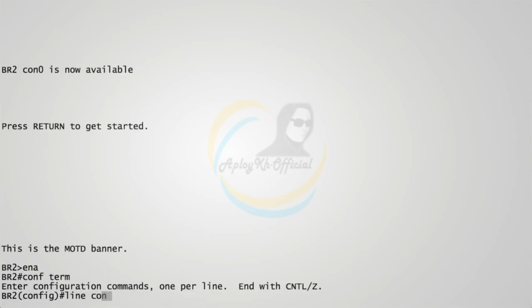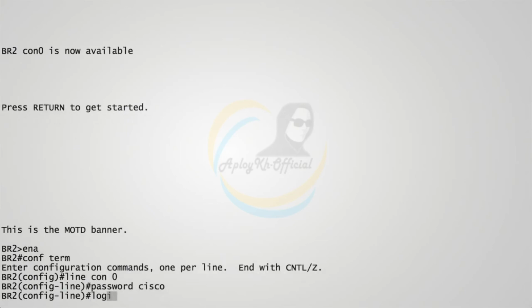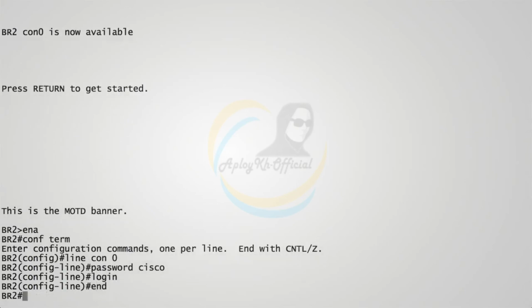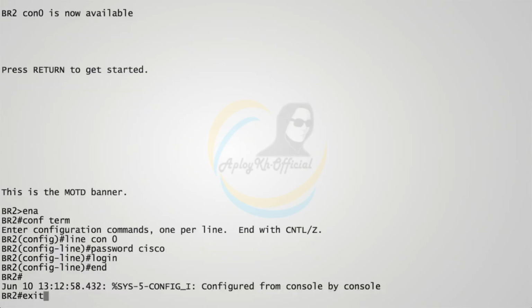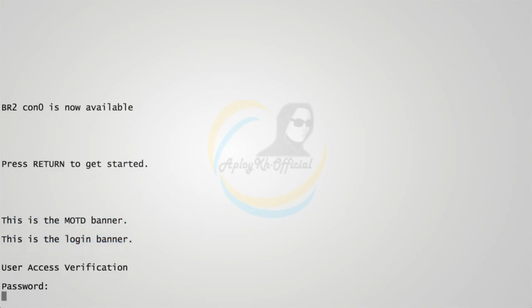Let's go into line configuration mode for our console line, and I'll set a password of Cisco and say that we want to require a login. Now when I log out and press enter, we see both banners, the message of the day banner and the login banner. The reason we see the login banner this time is a password is being required. And now I'm logged in.